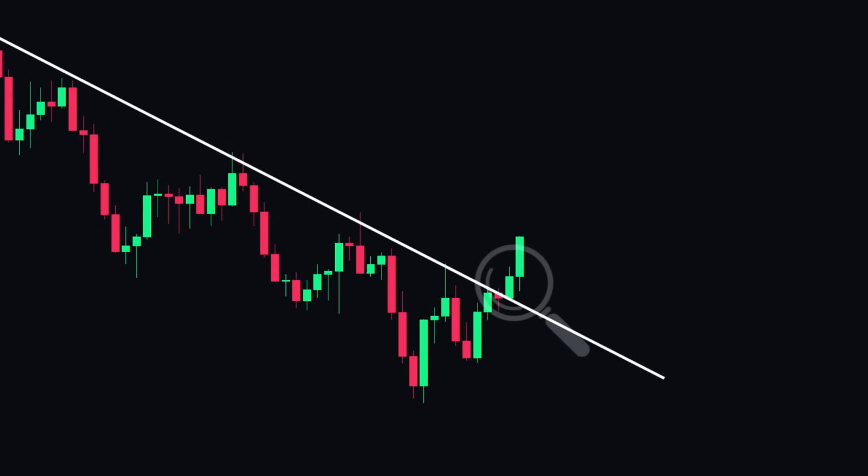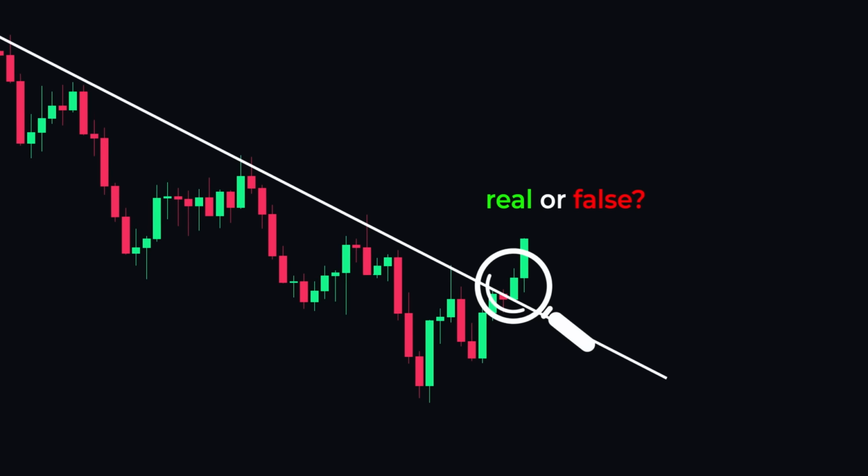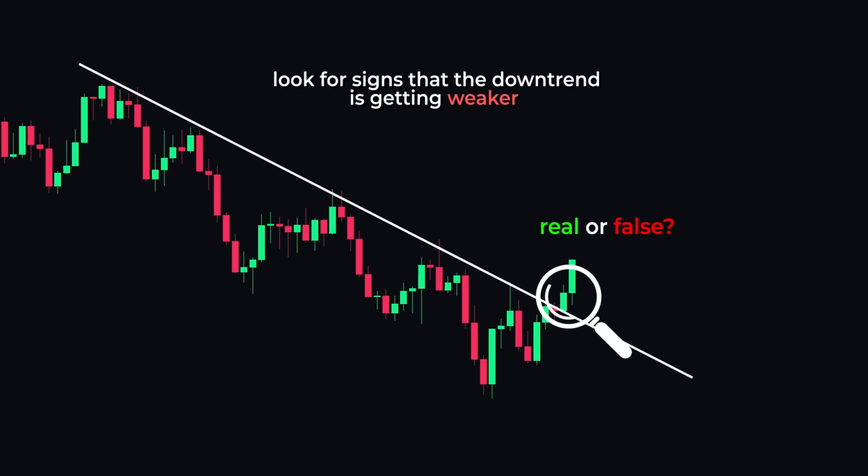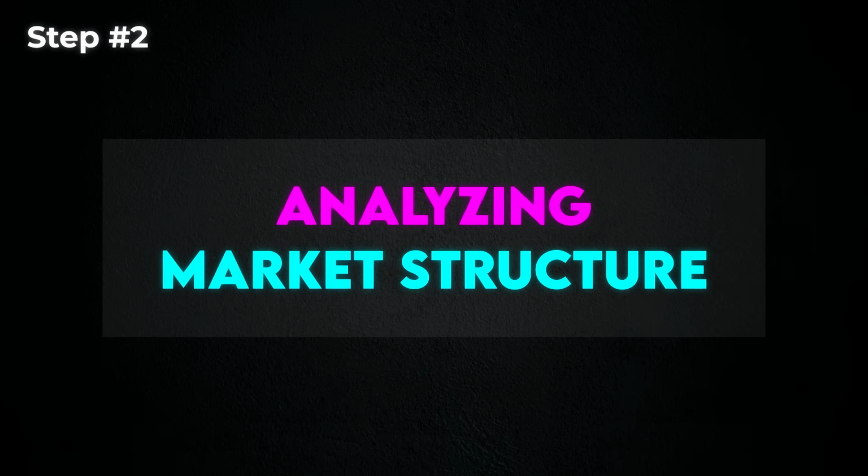Now, in order to know whether this breakout is likely a real breakout or a false breakout, we need to look for signs that the downtrend is getting weaker. And the way I do that is by analyzing market structure.